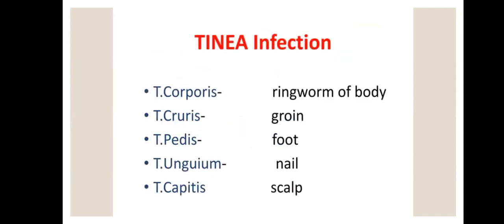First one is tinea corporis. You know that we are getting a very, very common disease in the summer season, also in the winter season. Tinea corporis is a ringworm infection of the body. Anywhere in the body, tinea corporis. In the groin, it is called tinea cruris. In the foot, tinea pedis. In the nail, tinea unguium. And the scalp, tinea capitis.